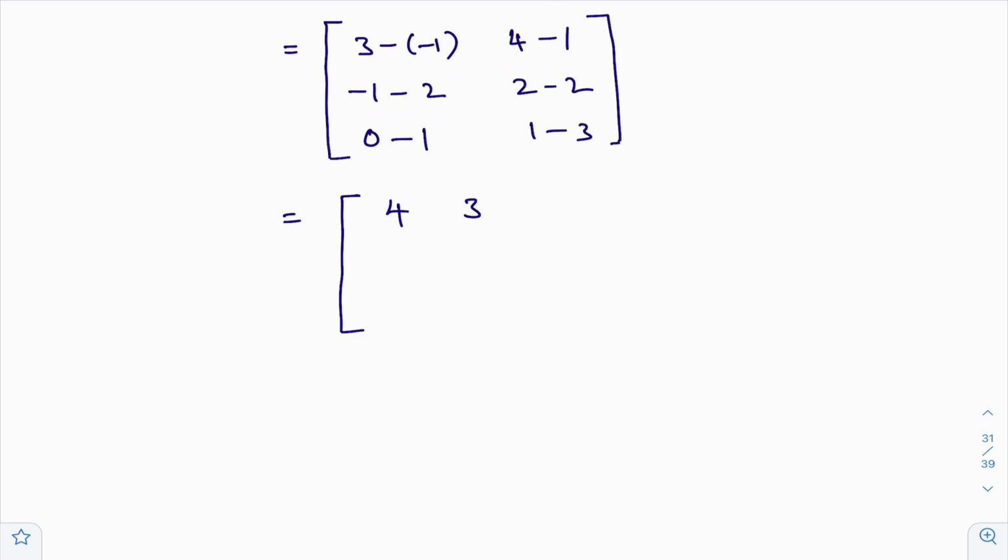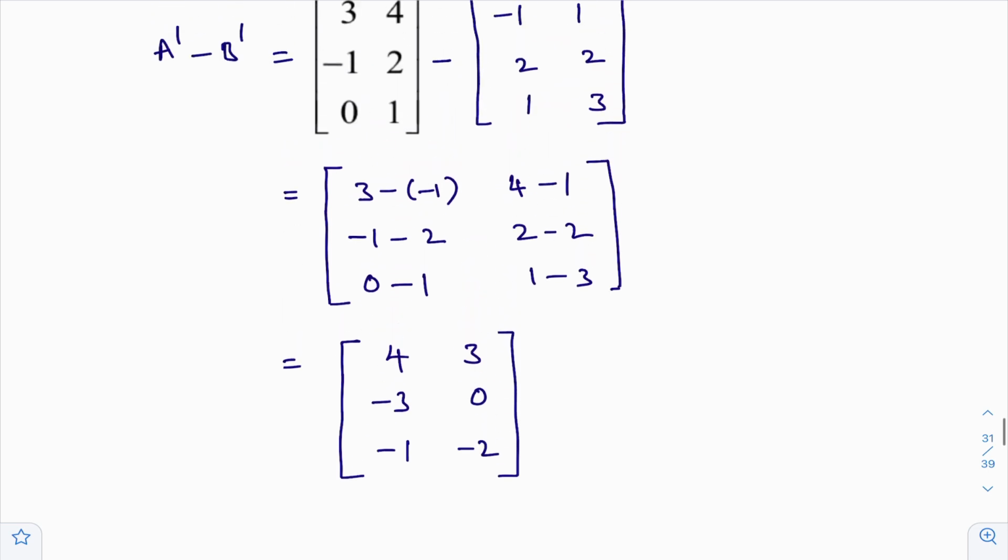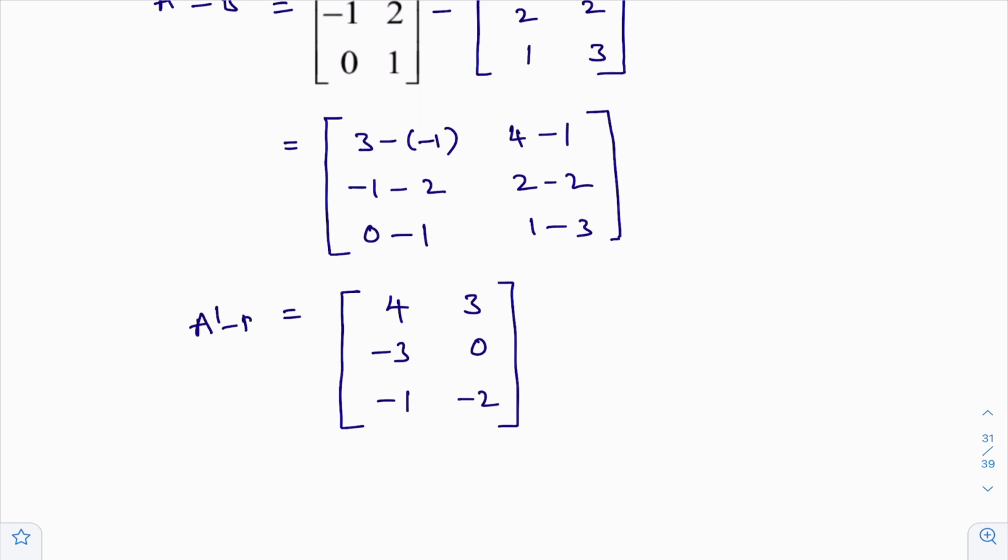Minus 1 minus 2 is what? Minus 1 minus 2 is minus 3. 2 minus 2 is 0. 0 minus 1 is minus 1. 1 minus 3 is minus 2. What is this? This is A dash minus B dash.